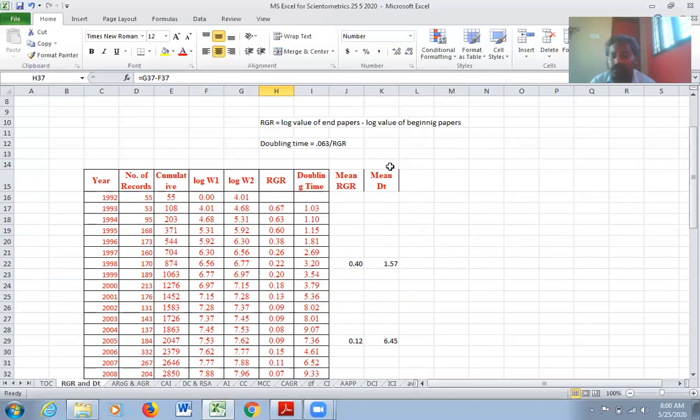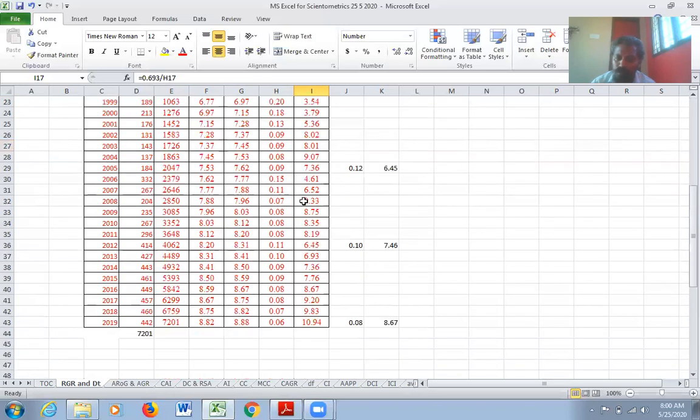Doubling time tells you in how many years a particular output in a particular discipline gets doubled. How many years it takes for a particular research output to double in its count. How to calculate is very simple. Doubling time is equal to 0.693 divided by relative growth rate. I have given it as equal to 0.69 divided by H17. H17 is the relative growth rate. So this tells you the doubling time for every year. And you can see doubling time grows.